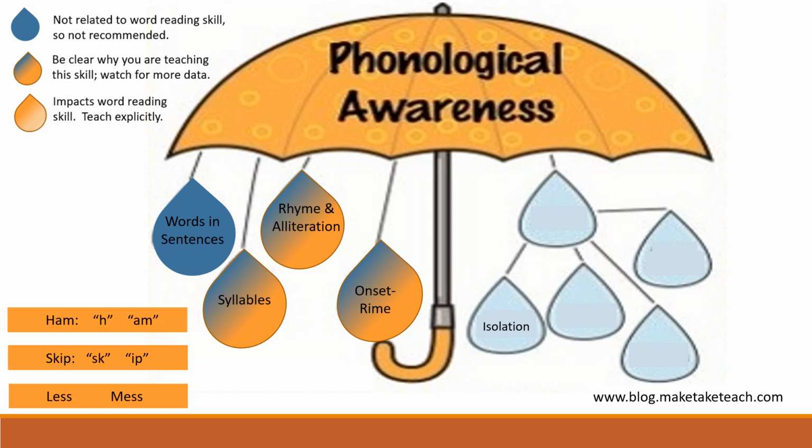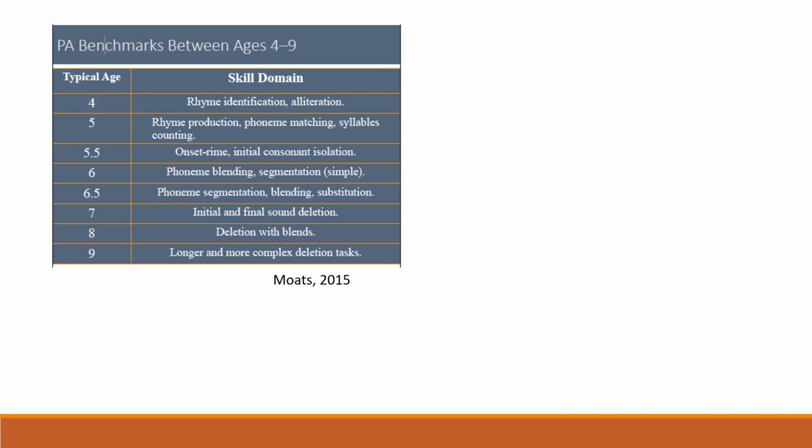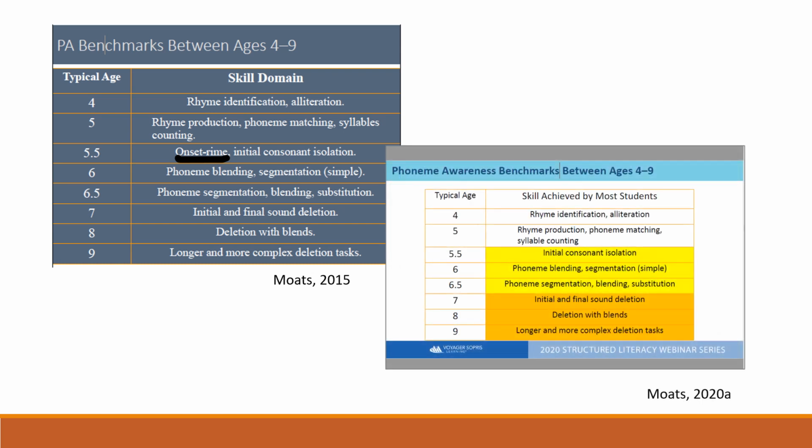Second, the concept of onset rhyme might be in the process of being absorbed by isolating the first sound. Some people feel that the two are essentially the same skill. In a 2015 presentation, Louisa Moats considered onset rhyme to be a skill separate from initial consonant isolation. In a 2020 presentation, onset rhyme was not present in her benchmarks chart. This may have been a typographical error, or it may represent a shift of onset rhyme activities into the realm of sound level awareness.